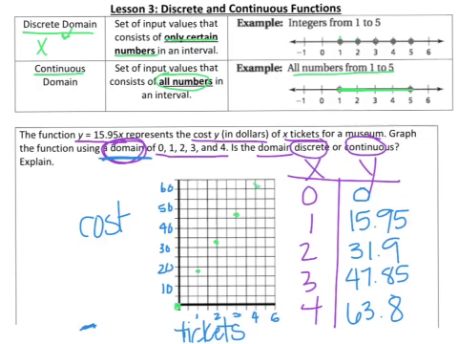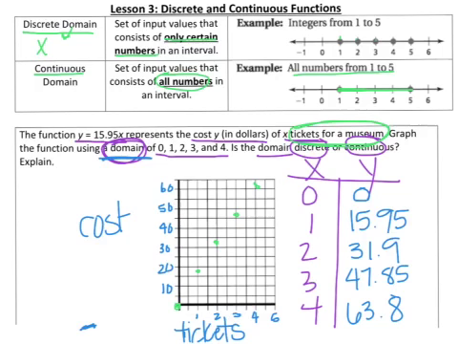Now let's talk about this domain. The domain, the x values. We're talking about the tickets for a museum. Okay, so we're going to discuss if it's discrete or continuous. Now, continuous is where you can have portions of the number, so 1.5 and 3 3/4. And with tickets, you can't do that. You can't split a ticket in half.